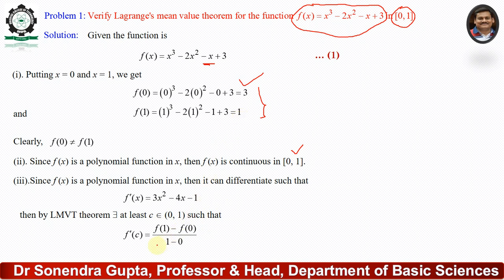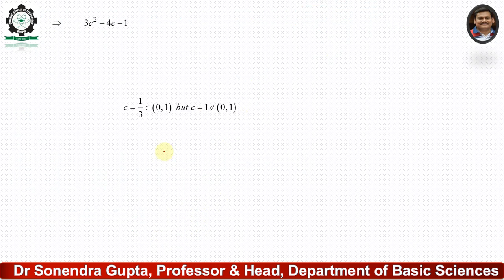So putting in the values, 3c square minus 4c minus 1 equal to 1 minus 3 upon 1 minus 0, that means minus 2. Then transferring the minus 1, we get 3c square minus 4c plus 1 equal to 0. Now we calculate with the help of the factorization method. 3c square minus 3c minus c plus 1, taking common 3c, that means c into 3c minus 1, minus 1 into 3c minus 1, that means c equal to 1 by 3.